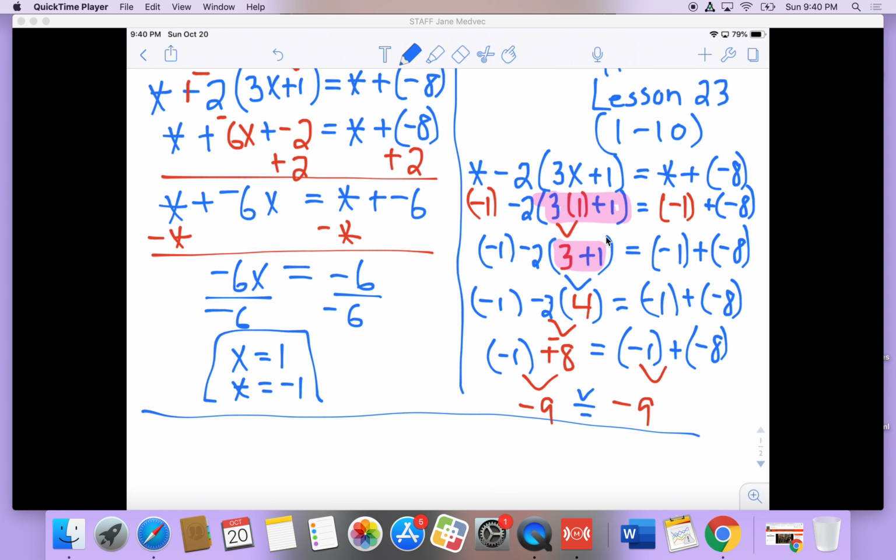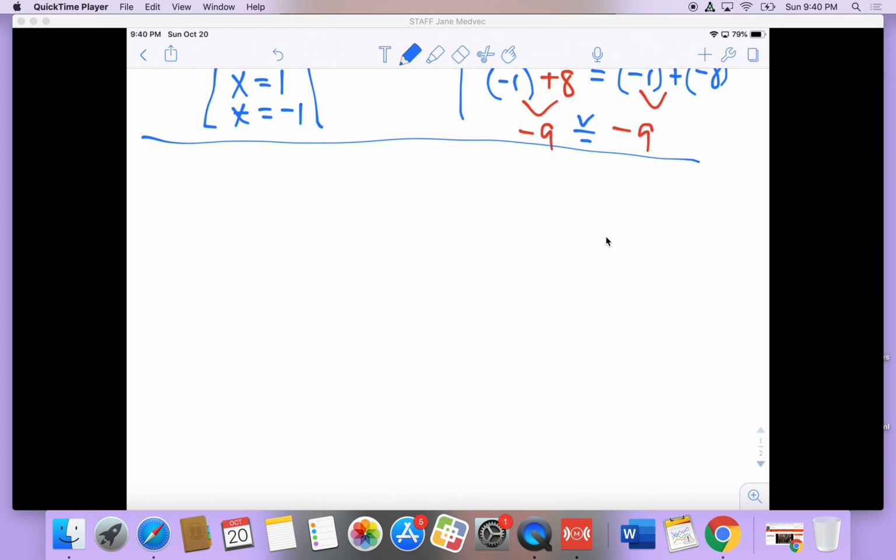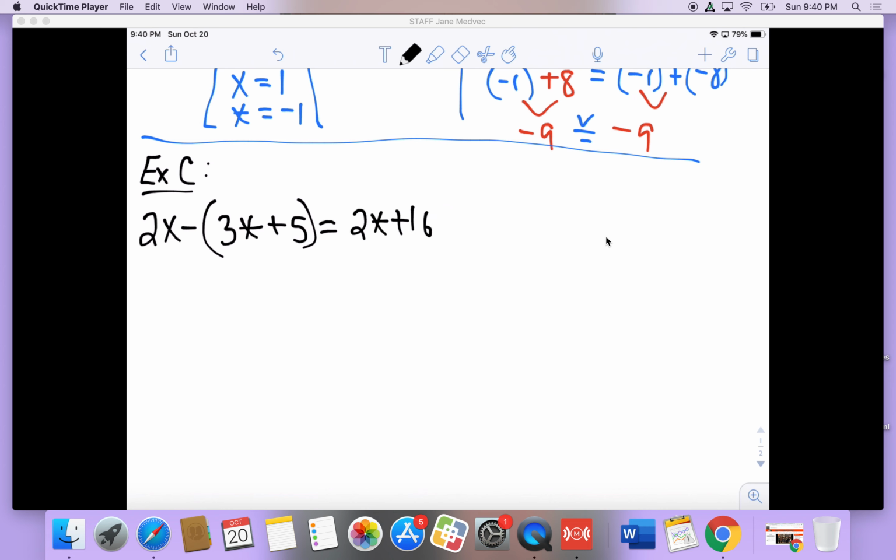All right, now what we're going to do is we're going to go ahead and work on problem C. That's the problem that I showed at the very beginning of this video. Example C, I've got 2x minus parentheses 3 star plus 5 equals 2 star plus 16. Again, I'm going to cut my paper in half with my check on this side.